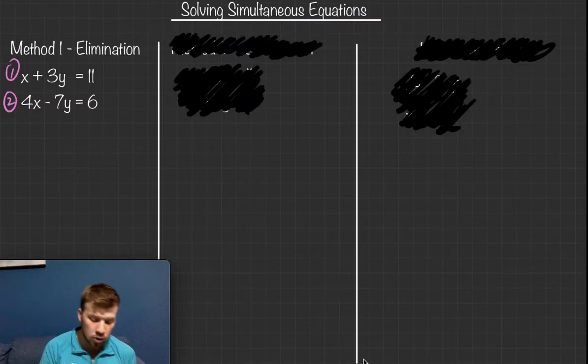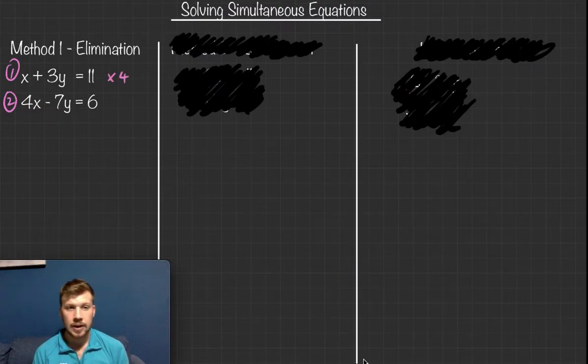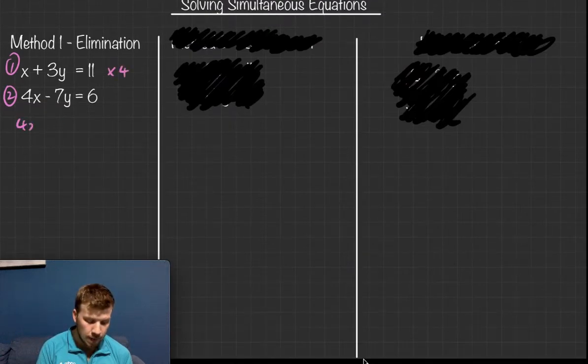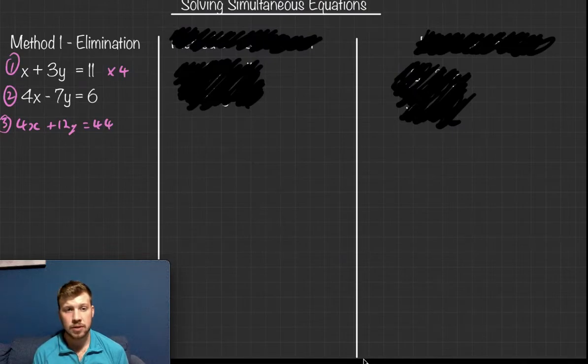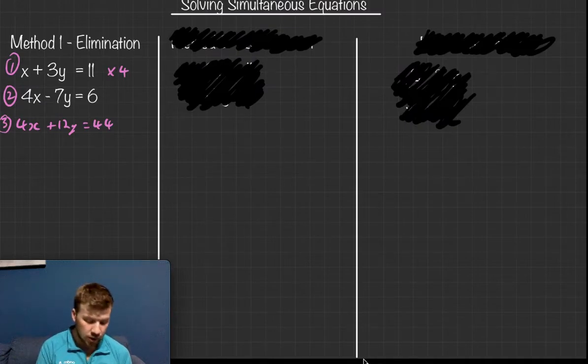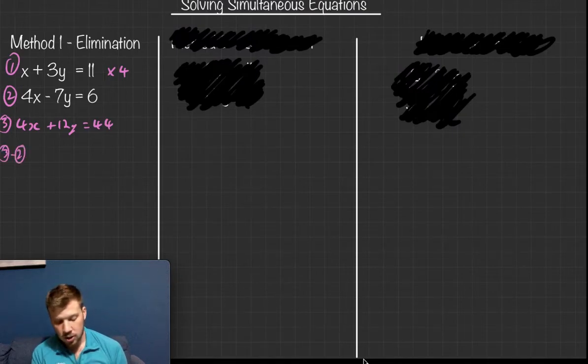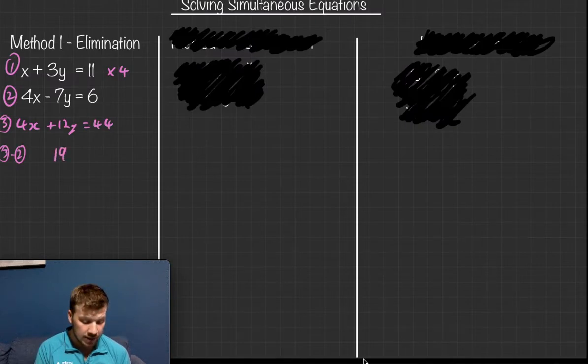What I'm going to do is multiply the top equation by 4, which gives me 4x plus 12y is equal to 44. Now, looking at equation 2 and equation 3, if I take those equations away from each other, my x's are going to cancel, and that's going to leave me with a single equation involving y, which is one step. So, subtracting equation 2 from equation 3, my x's cancel out. 12y subtract negative 7y gives me 19y, and that equals 44 take away 6, which gives me 38.